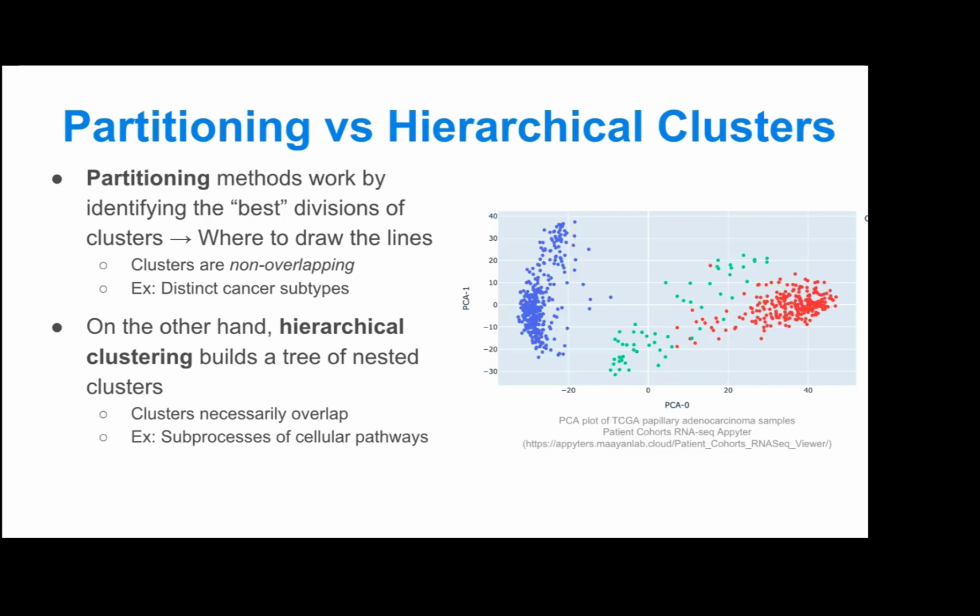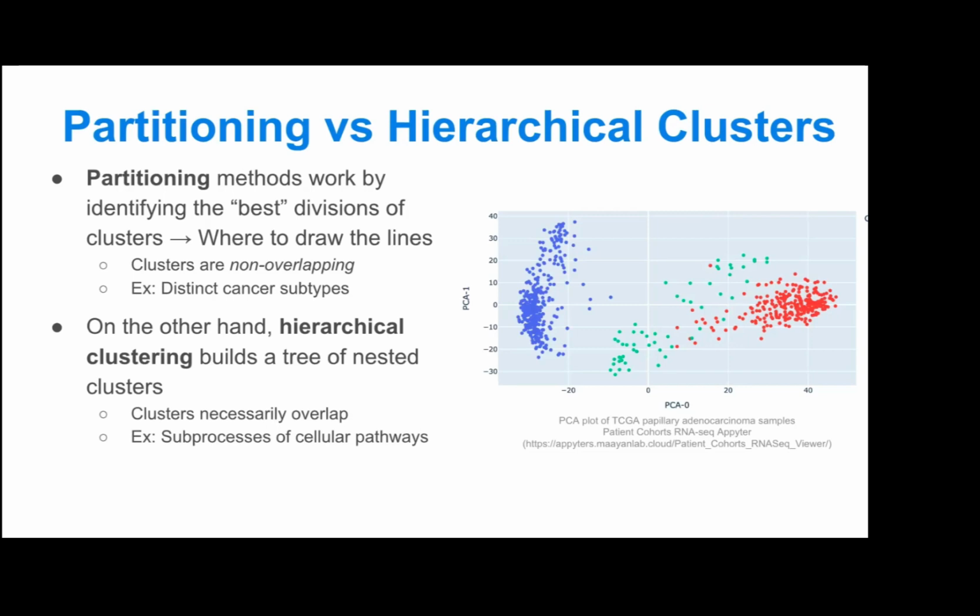There are two main types of clustering algorithms. So there's partitioning methods, and these basically identify the best divisions of clusters. So you can think of like where to draw the lines on a plot. And in this case, clusters are non-overlapping, and you can think of this as maybe like distinct cancer subtypes within your data, or if there's some demographic category, like sex or ethnicity, where you can have these very discrete categories. Partitioning methods would model the data pretty well.